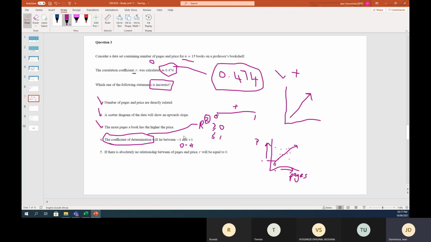Not minus 1 and positive 1. It is between 0 and positive 1. So that would have been the incorrect one. Let's just look at the fifth option as well. If there is absolutely no relationship between pages and price, R will be 0. That is what I said earlier: when R is 0, there is no relationship. So that one is also correct.